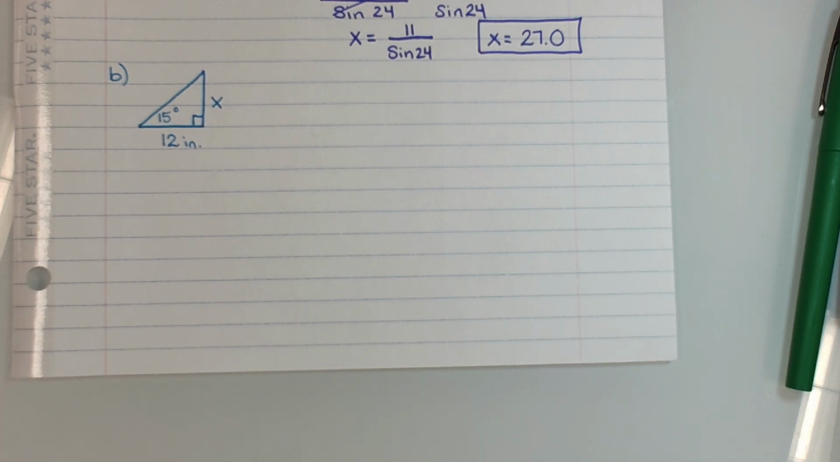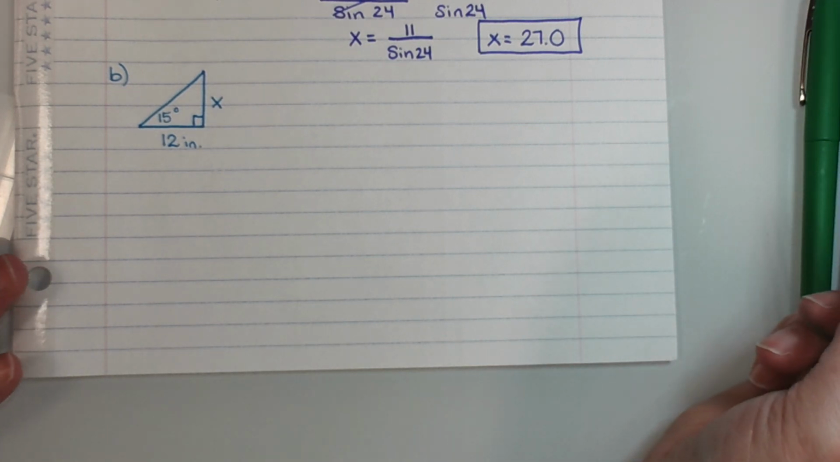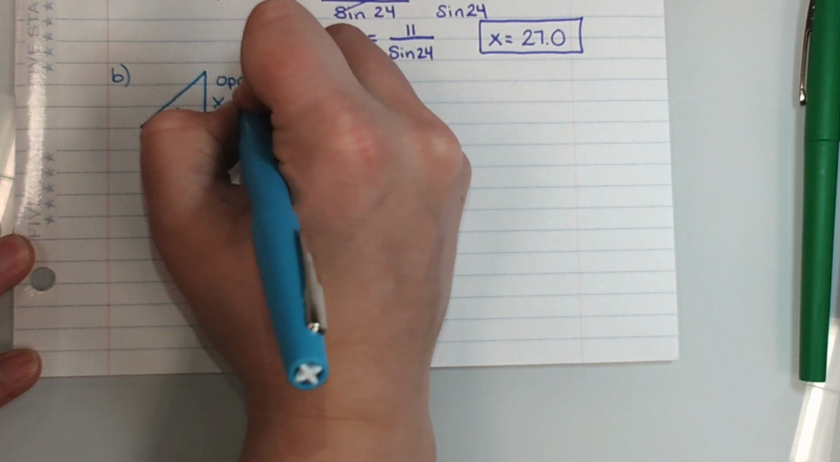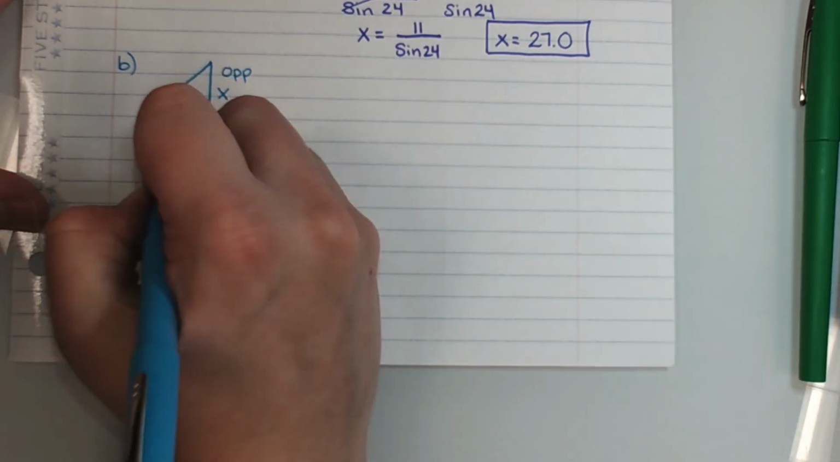Got this triangle. Am I solving for a side or an angle? Side, which means I'm going to round to the nearest tenth. Okay. I have to determine which trig ratio I need, so I need to start identifying some sides. Caleb, x, is it the opposite, the adjacent, or the hypotenuse? You got it. Olivia, what about the 12? You got it.